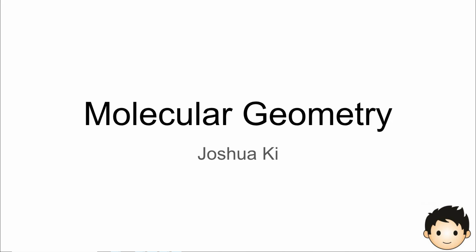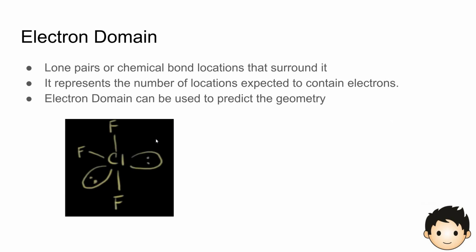This video is going to be about molecular geometry. Before we actually learn about all the shapes, we have to know what the electron domain is. Basically, an atom's electron domains are the lone pairs or chemical bond locations that surround it. This represents the number of locations expected to contain the electrons. Finally, you can use the electron domain to predict the molecular geometry.